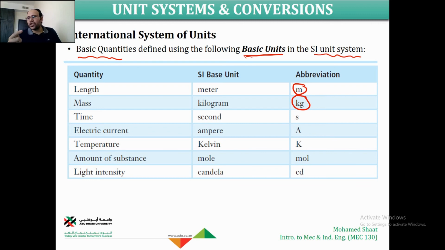But the gram is a derived unit. Megagrams is a derived unit. I can describe the mass by grams or kilograms. This is the common thing, right? So kilogram is the basic unit, but the gram is a derived unit. Make sense? The time is second.